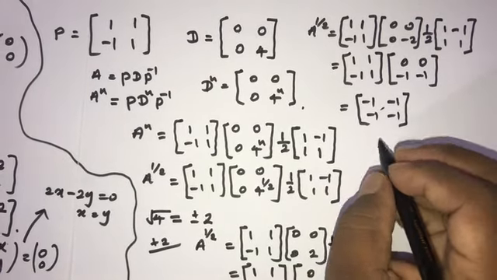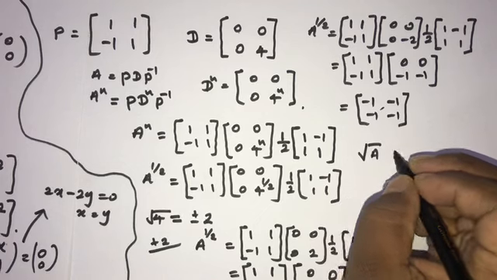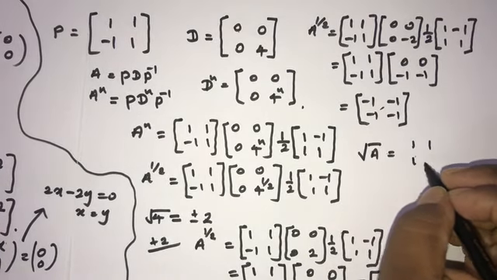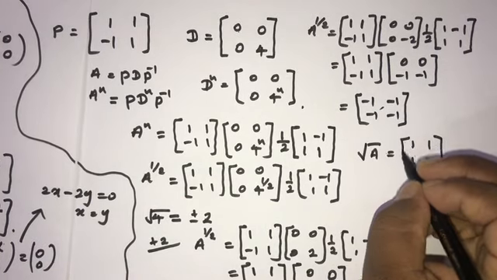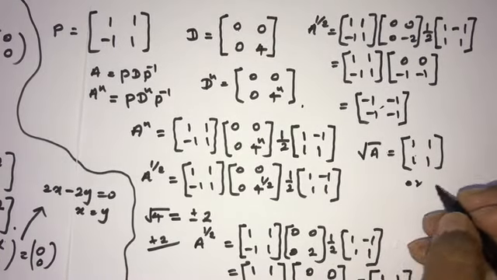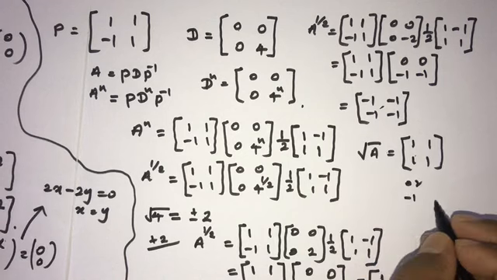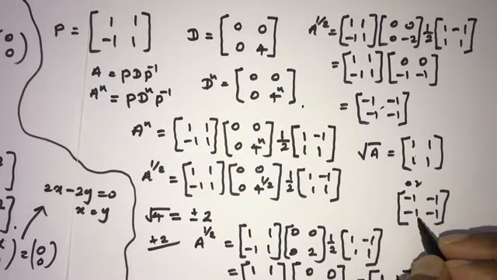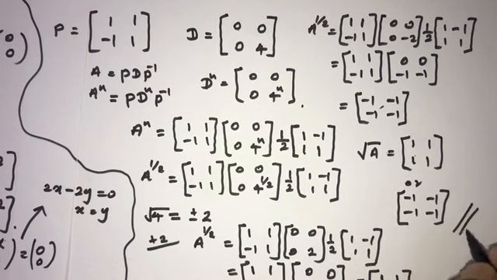Now we found the square roots of A: [1 1; 1 1] or [minus 1 minus 1; minus 1 minus 1]. This is the answer to the square roots.